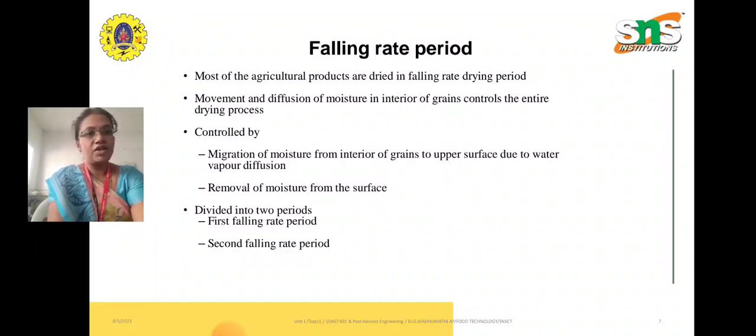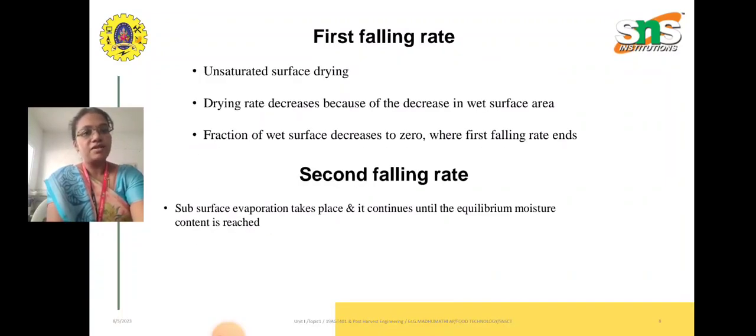It is divided into two, that's the first falling and the second falling. First falling rate is nothing but unsaturated surface drying. Here the drying rate will decrease because of the decrease in the wet surface area, and the fraction of wet surface area decreases to 0, where the first falling rate will end. Second falling rate is the subsurface evaporation process, and it will continue until the equilibrium moisture state is reached.